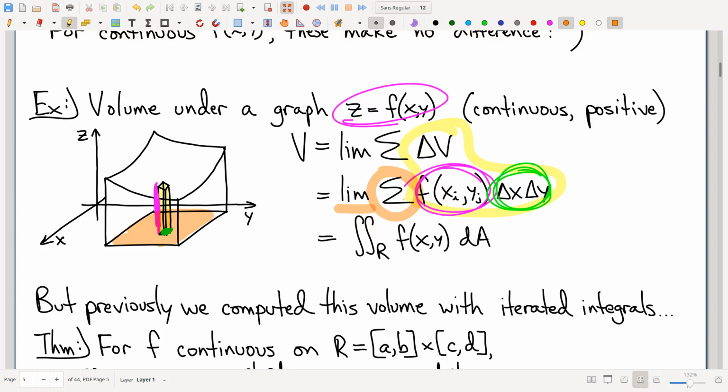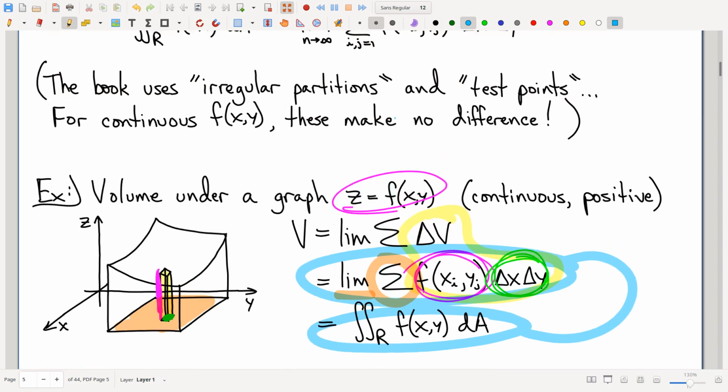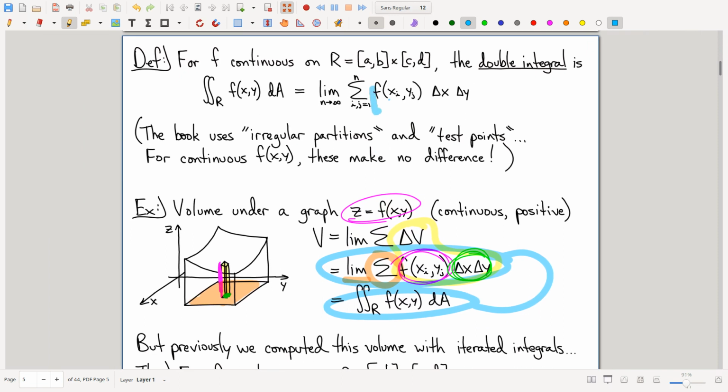And, oh my God, check it out. Kind of a coincidence, it would almost seem. I have exactly the definition of a double integral. I have exactly, let's see if I can, here we go. I have exactly that Riemann sum expression, and therefore I have literally a double integral. Is that cool?